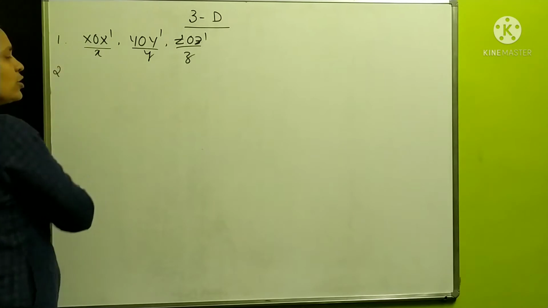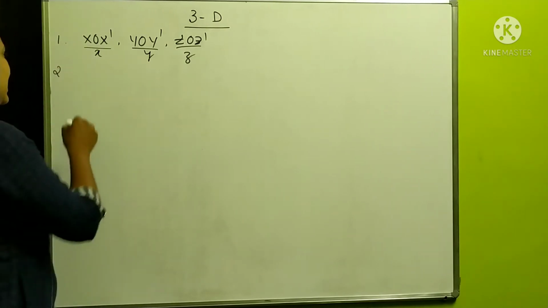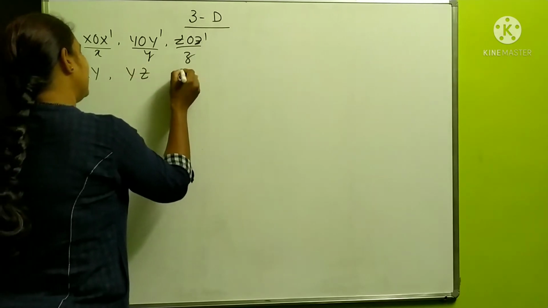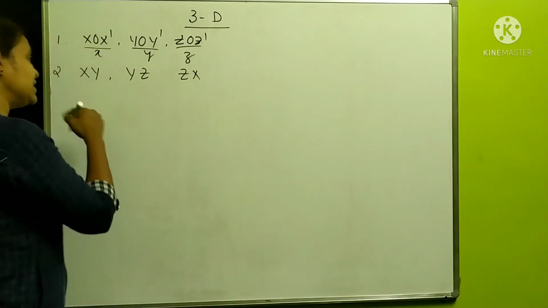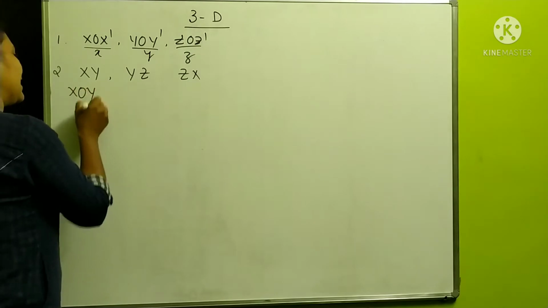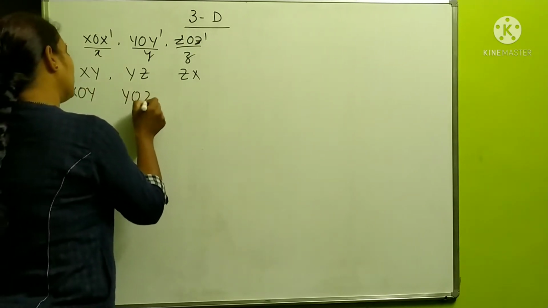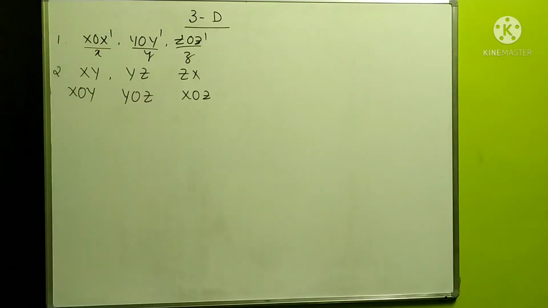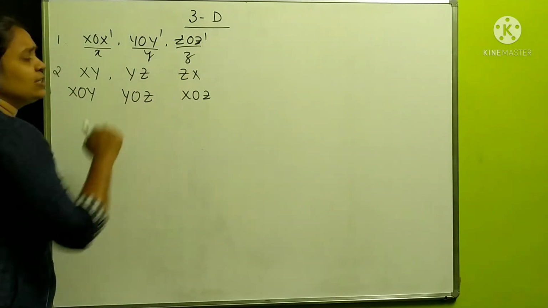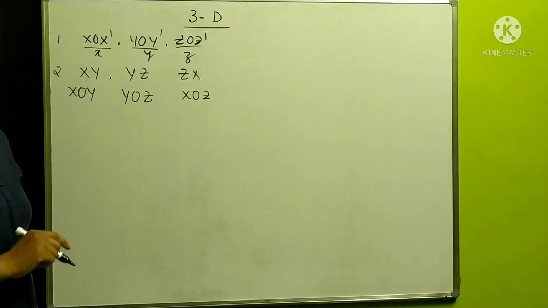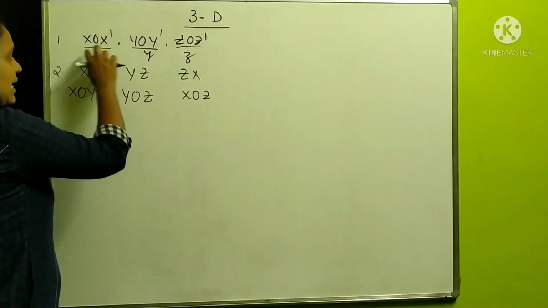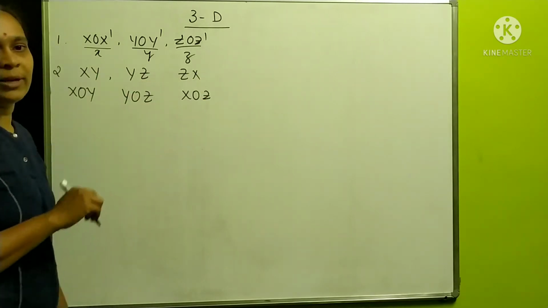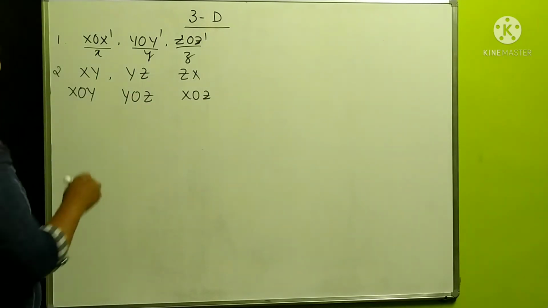Here we come across three planes, that is XY plane, YZ plane and ZX plane, which can also be written as XOY plane, YOZ plane, XOZ plane. All are the same. These three planes are also mutually perpendicular to each other. Axes are mutually perpendicular to each other. Planes are mutually perpendicular to each other.